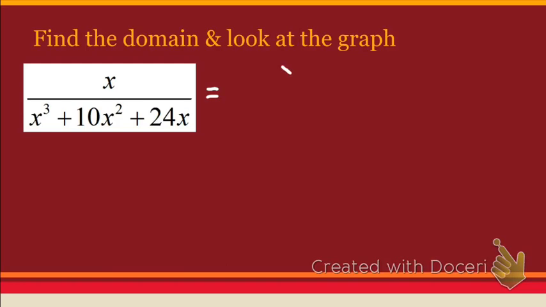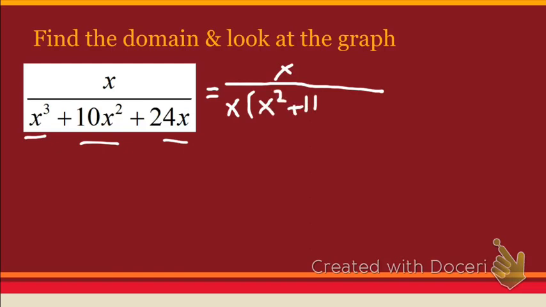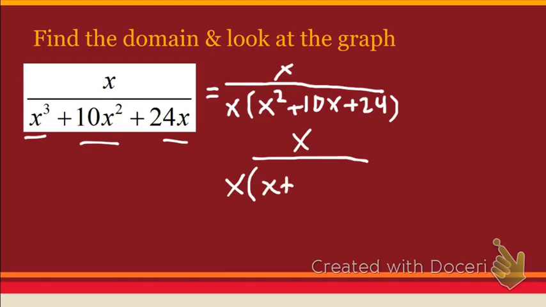So the numerator is just x, so no factoring needs to be done. The denominator, we can pull out an x, because each of these terms has an x in it. Then we're left with x times x squared plus 10x plus 24. Alright, and then that could be factored even more. So you get x plus 6 times x plus 4.